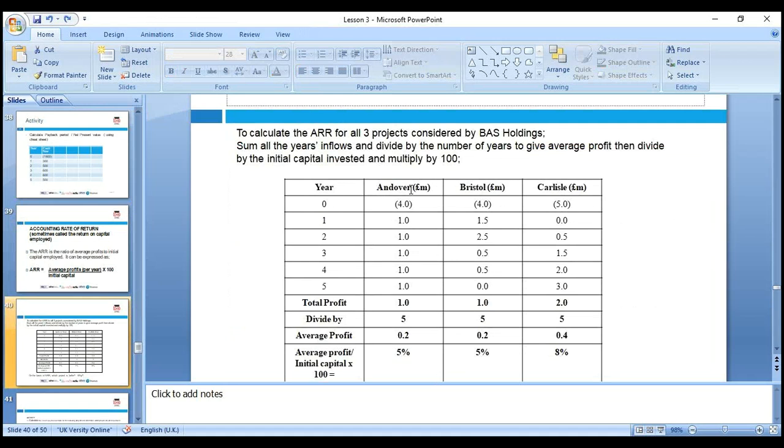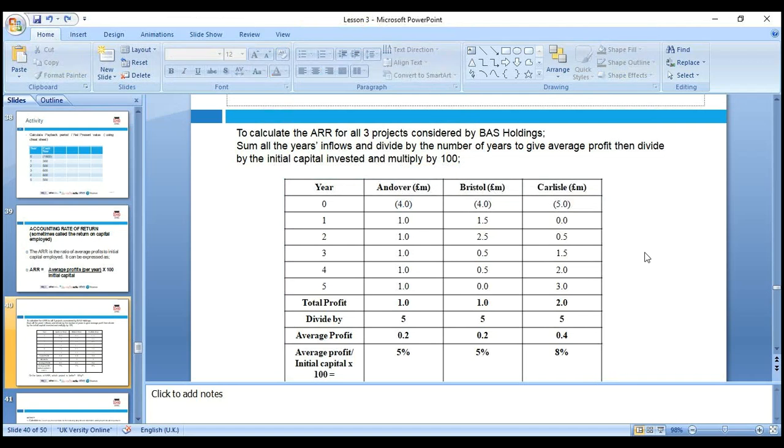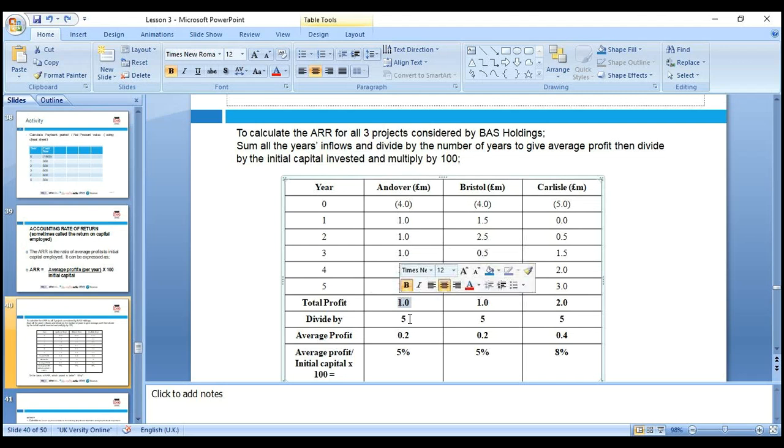So we have a question. We have 3 projects: Project A, Project B, Project C. We call them Hanover, Bristol and Carlisle. We are investing 4 million, 4 million and 5 million. Project A will give us 1 million each year. So if I add 5 years of 1 million, it becomes 5 million. 5 minus 4, profit is 1 million.